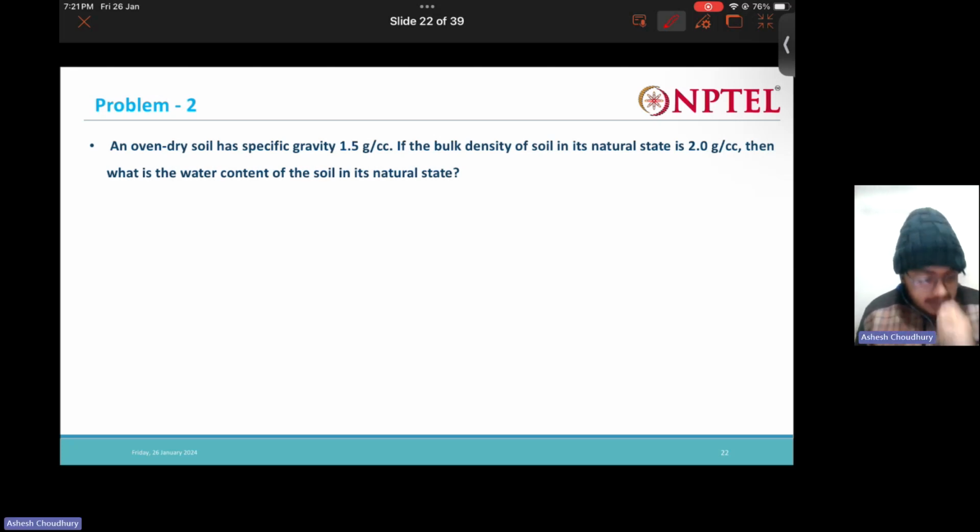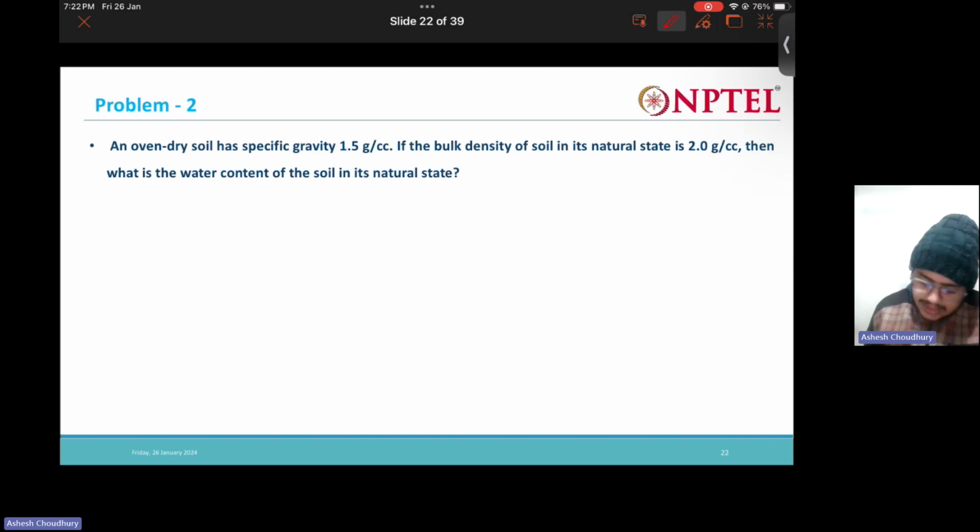This is also very simple, similar to the previous one. An oven dry soil has a specific gravity 1.5 gram per cc, with the bulk density of the soil in its natural state 2 gram per cc. And what is the water content of the soil in its natural state? An oven dried soil has a specific gravity of 1.5 gram per cc. Oven dried soil, okay, it is the dry unit, nothing but the dry density. If the bulk density of the soil in its natural state is 2 gram per cc, what is the water content in the natural state?